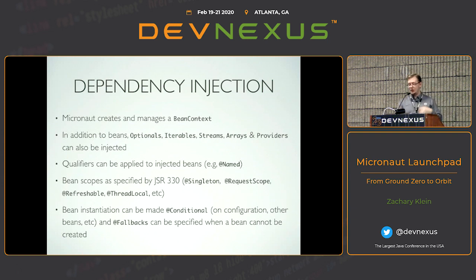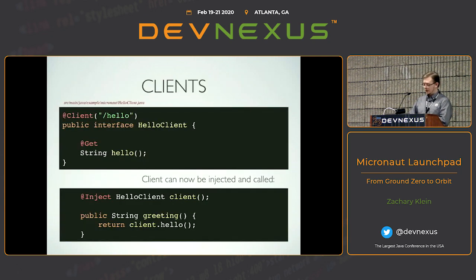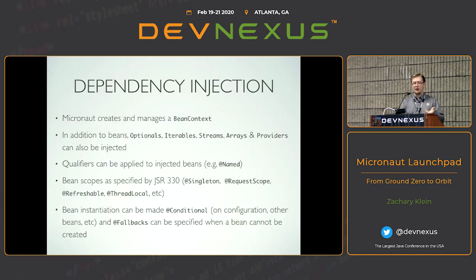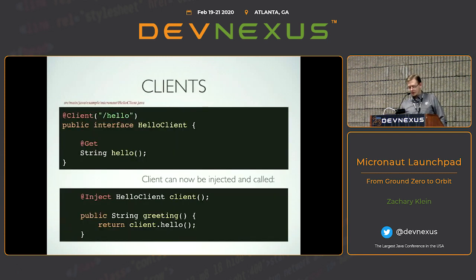And beans can be made conditional, so you can have certain beans that are only created if a configuration property is set, for example. And you could also specify beans as fallback. So you can say, if I can't fire up my weather service bean because I'm missing a configuration property, here's a fallback service that will return a not available message or something like that. So that's also supported by the DI container.